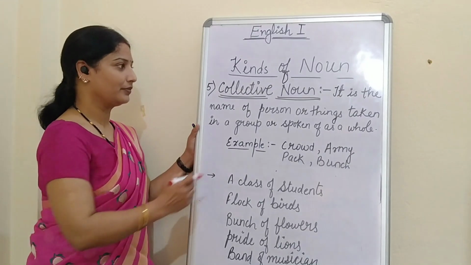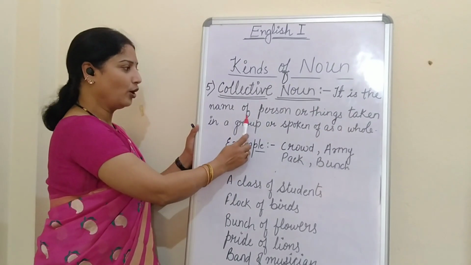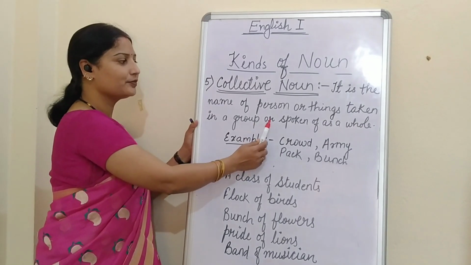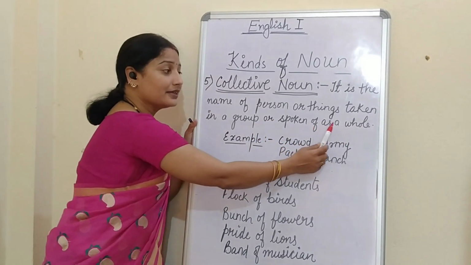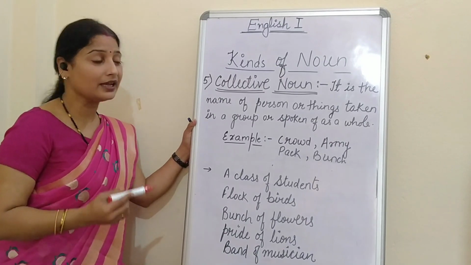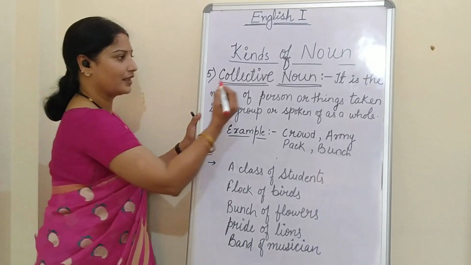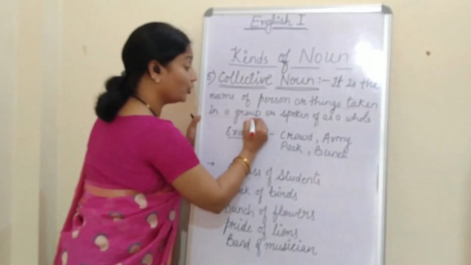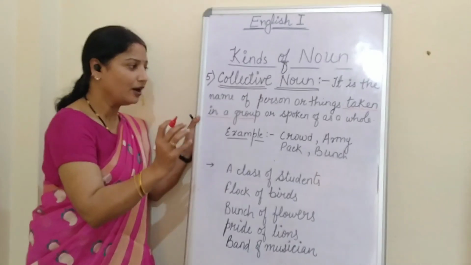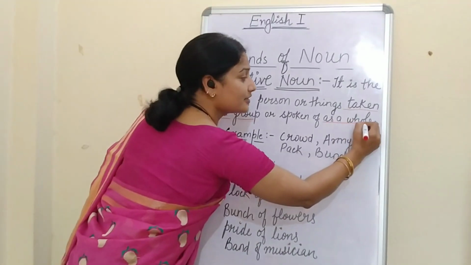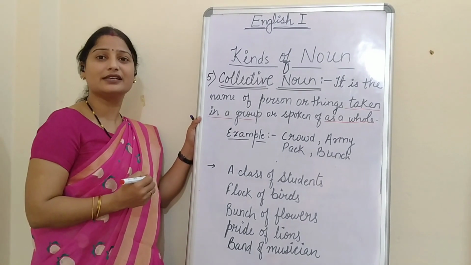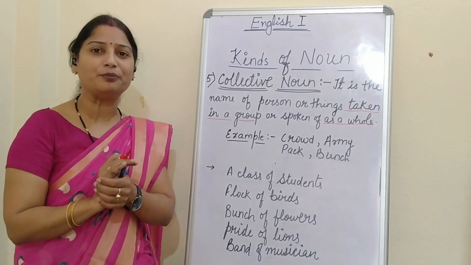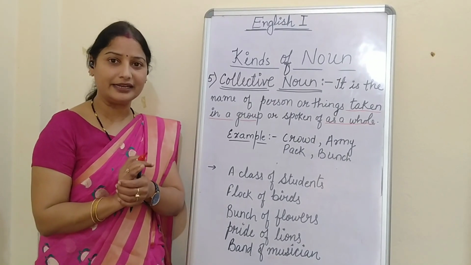Collective noun. It is the name of a person or things taken in a group or spoken of as a whole. Students, here just see. A noun that is taken in a group or as a whole is called a collective noun, a type of noun in which we talk about a group.